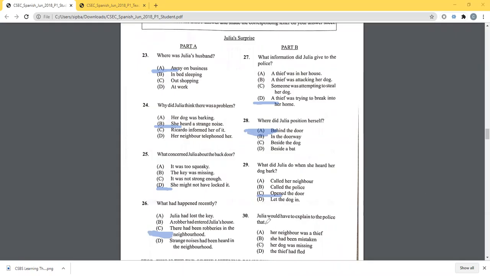And then 30, Julia would have to explain to police that she had been mistaken because it's not a thief. Nobody's trying to break in. It seems maybe all the dogs were playing. I don't know. The ending sounds kind of crazy. I'd be concerned if my little dog was surrounded by the ferocious dogs of my village. I probably want to call somebody. But yes, so these are the answers. So now we have completed June 2018 for the listening comprehension.